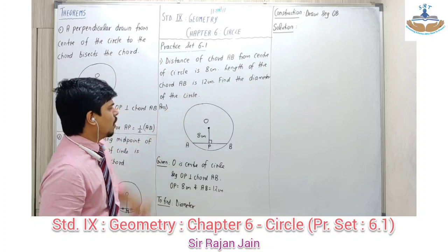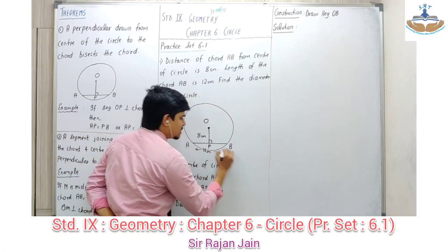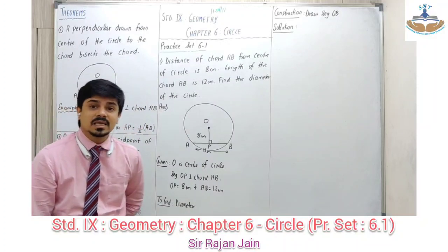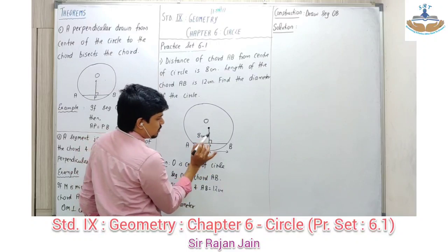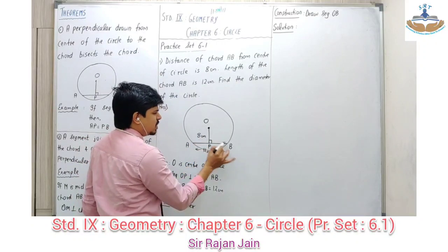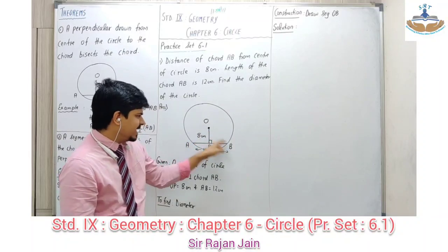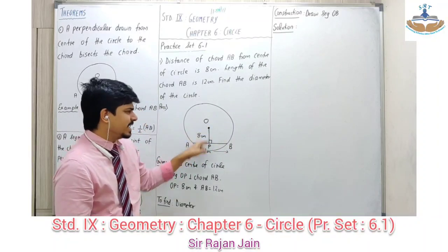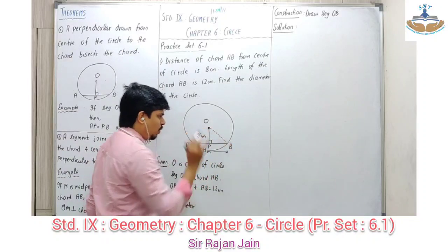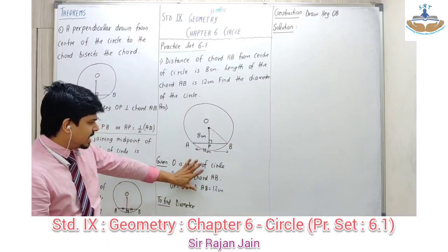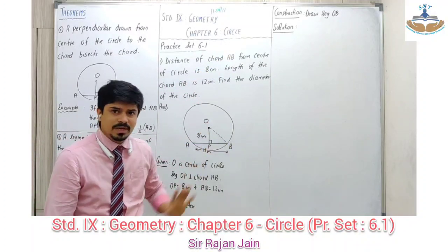Then length of chord is given as 12 centimeter. This entire thing is given as 12 centimeter, and they are asking for diameter of the circle. Okay, simple question hai. Now there is one construction involved. Basically you are supposed to complete a right angle triangle. Either you complete this right angle triangle or you complete this right angle triangle. दोनों correct. In this case I am drawing segment OB. Okay, given लिख दिया जो दिया है. I want to find the diameter. Construction is draw segment OB.